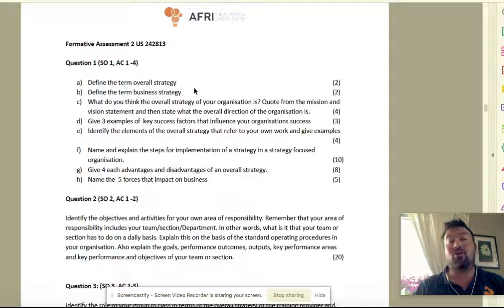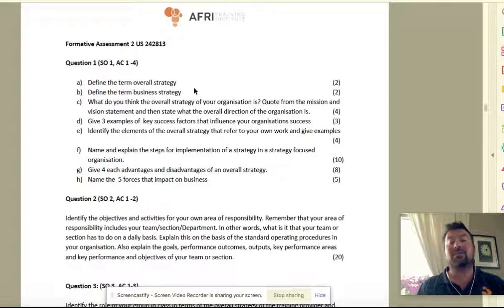So in your work, in your division, in your department, in your team, what are those key success areas that are constantly being monitored? Because if you are successful, then obviously that spills over to the organization's success. So what are the elements of the overall strategy that are vital to your team, your department, or your division?